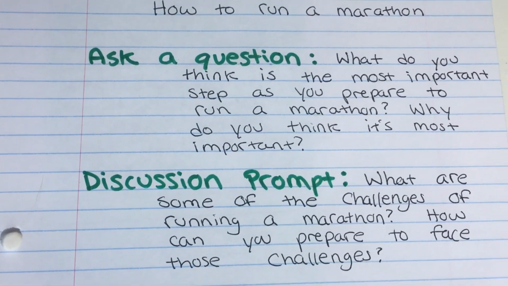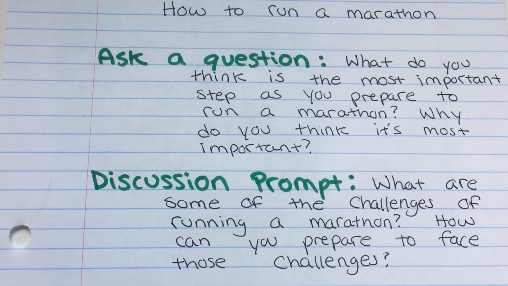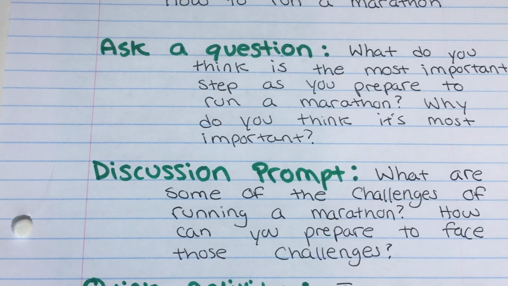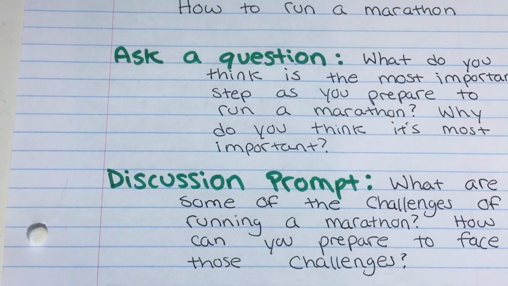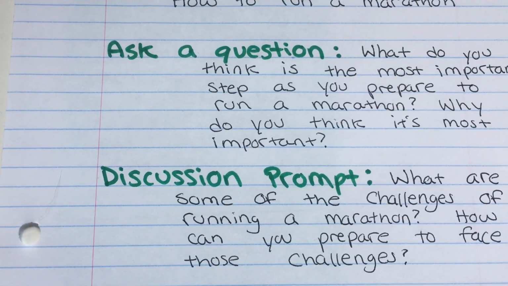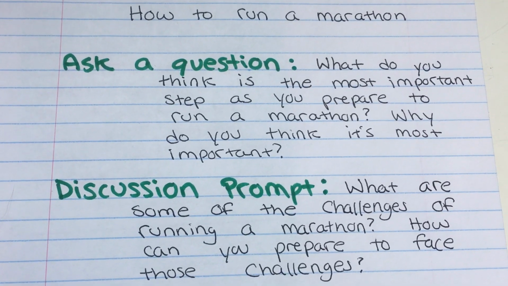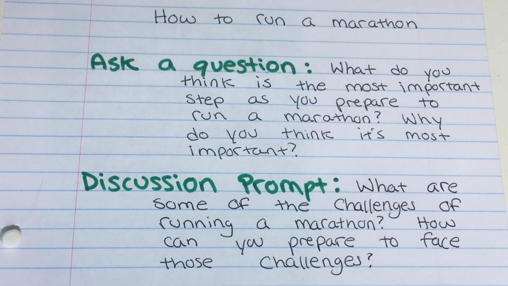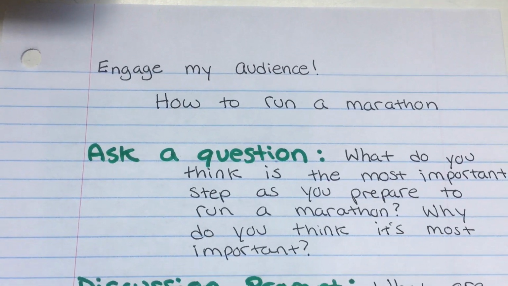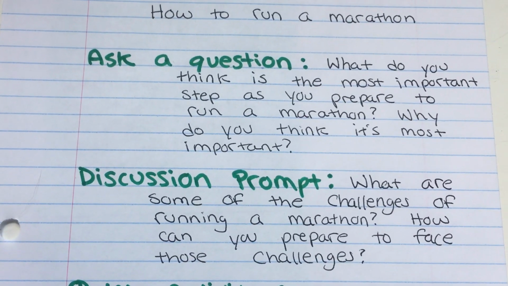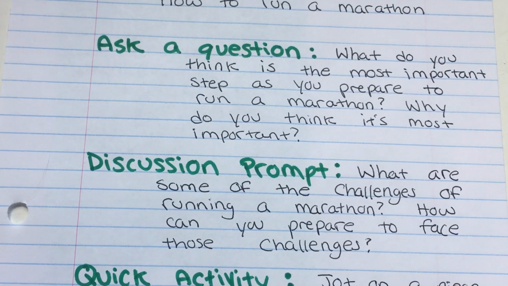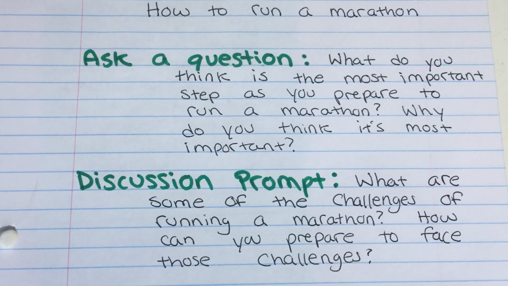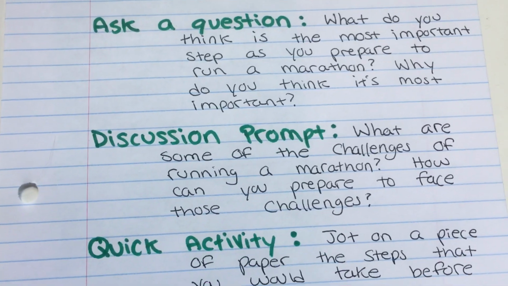Another way that you can engage your audience is by giving them a discussion prompt. A discussion prompt is something that you use when you want people to talk together about a topic. I might put people into small groups, or I might say, talk to somebody at home. What are some of the challenges of running a marathon? How can you prepare to face those challenges? Usually a discussion prompt is a little more open-ended than asking a question, and discussion prompts often allow people to have different perspectives and for people to learn from those different perspectives. So that's another way that you can engage your audience.